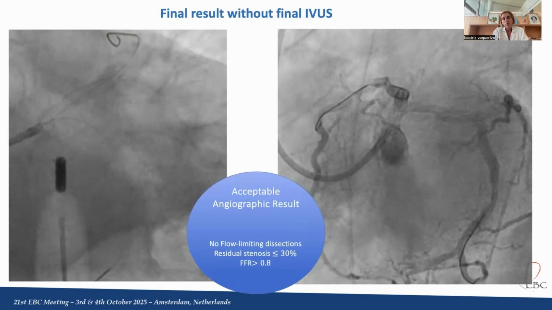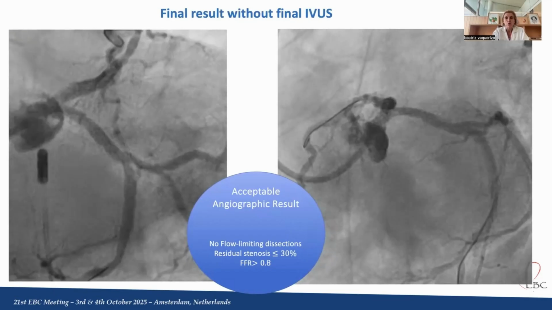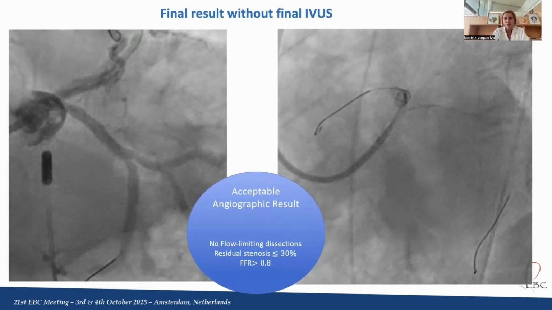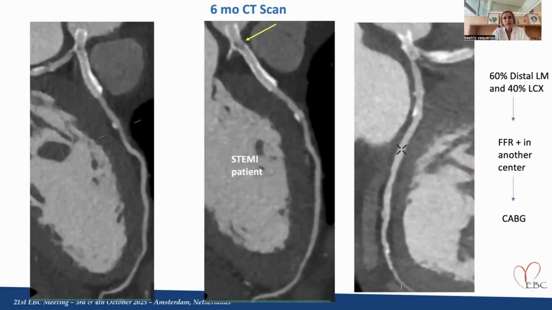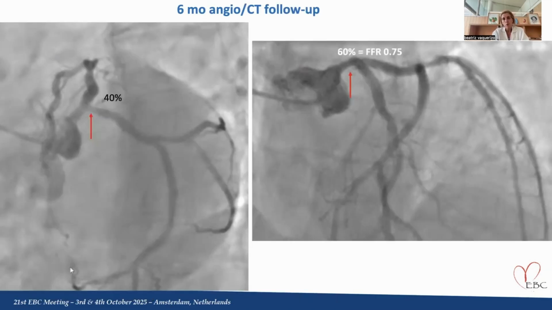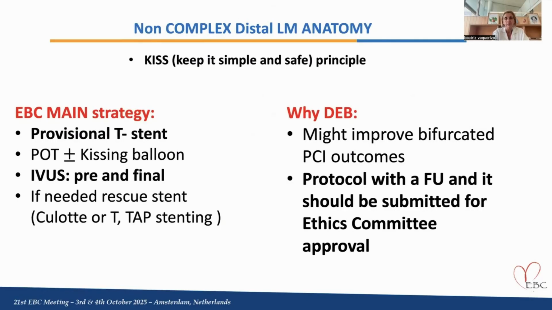The operator didn't do IVUS. In my opinion, this is a mistake. Even if you use IVUS before the drug-eluting balloon, it's important to use IVUS after the drug-eluting balloon. You can see here the 6-month CT scan. We saw moderate to severe in-stent stenosis. The angiography was performed in another center, and you can see here the stenosis in the left circumflex was quite good, similar to the final result, a moderate lesion, but there was a severe distal left main lesion with FFR that was positive, and the patient was sent to surgery.